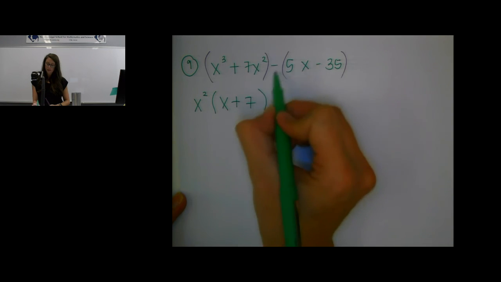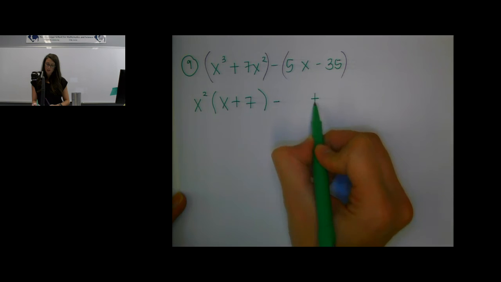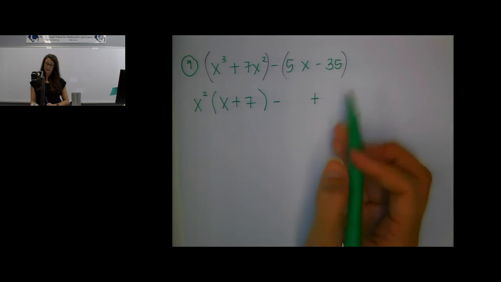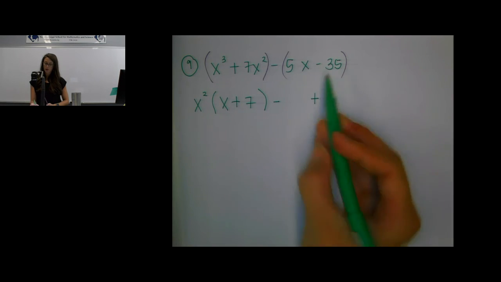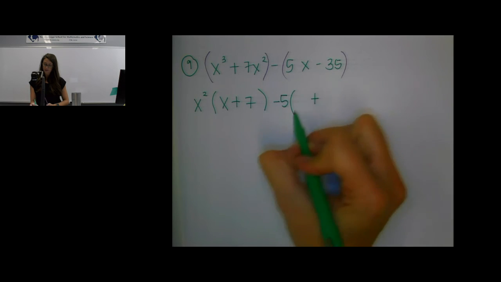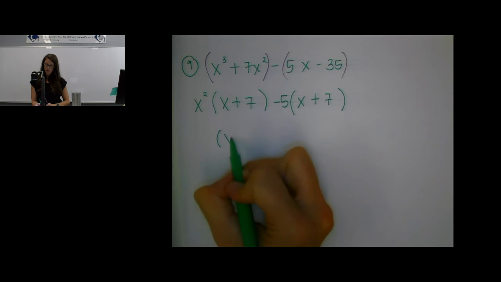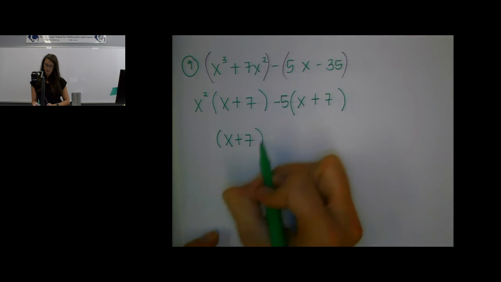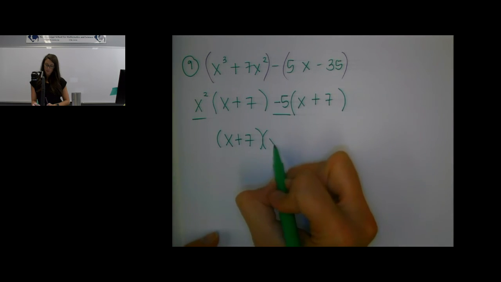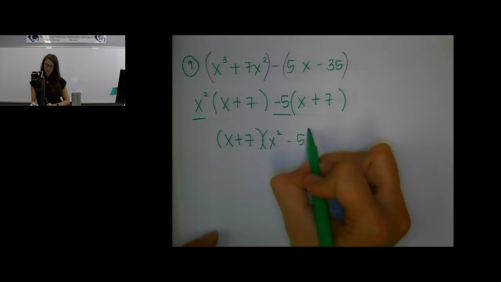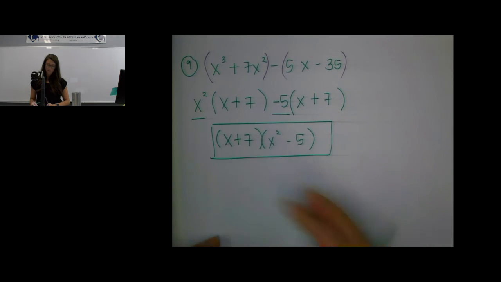And out of the second grouping, I have a minus right there. So this is going to change that to a plus when I factor this out. So what's the greatest common factor here? It's a 5. So this will be x plus 7. The x plus 7s are in common, so this will be x plus 7 factored out. And in your second parentheses, you'll be left with your x squared minus 5.